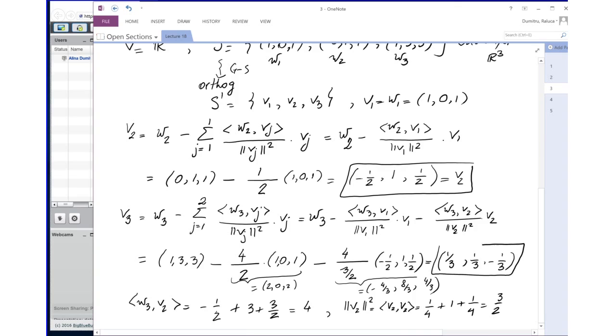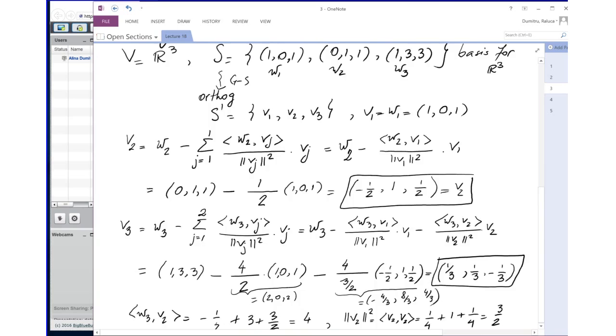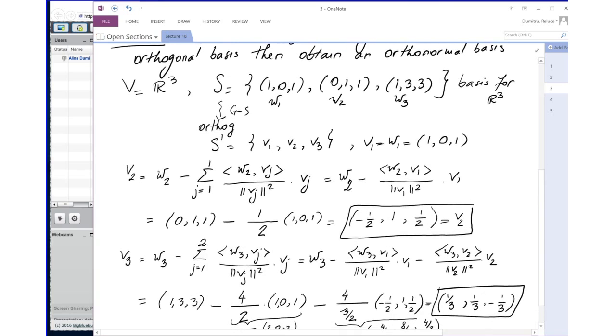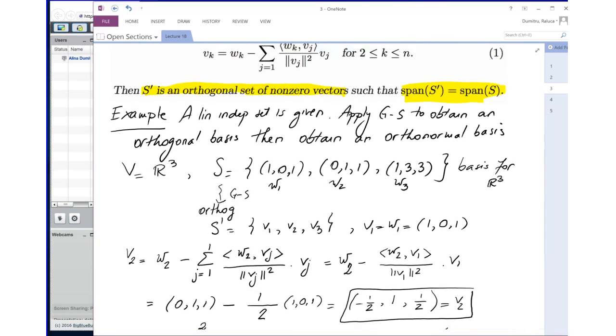This was V3, right? If I didn't make any mistake, nobody said anything, so I'll just take it for being correct. It might not be, but okay. So we applied Gram-Schmidt, and we obtained an orthogonal set S prime containing 3 independent vectors in R3, so they form a basis, right? So S prime is indeed an orthogonal basis of R3.